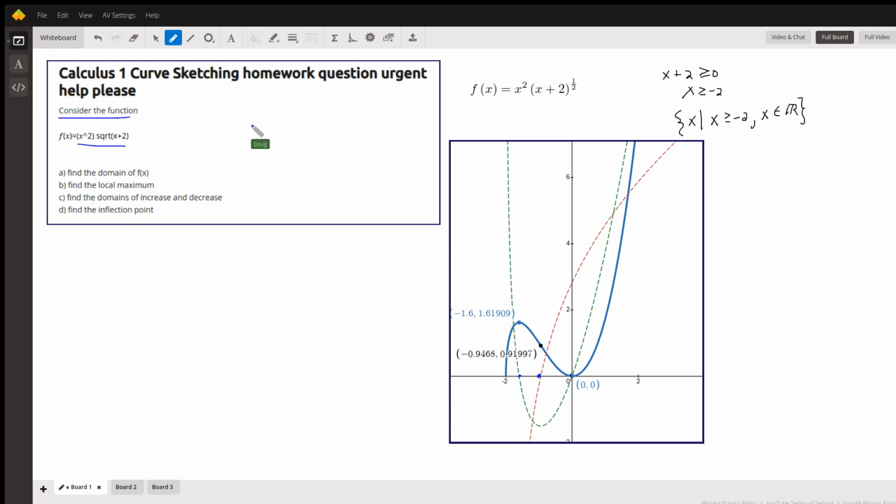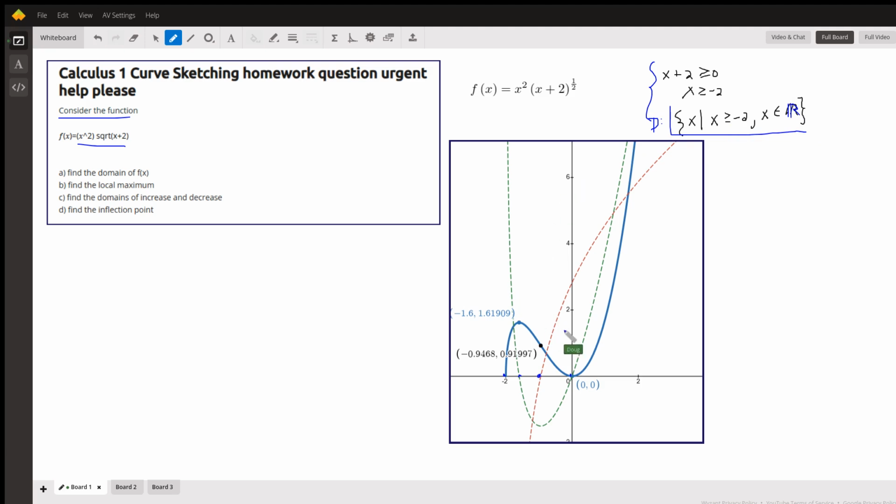As far as the domain goes, when you take the square root of an expression, that expression has to be greater than or equal to 0. So this is all you have to do to find the domain. Say x plus 2 must be greater than or equal to 0. So x is greater than or equal to -2, and you can see that's where the graph starts right here and goes to the right. And this is set builder notation for specifying the domain: the set of all numbers x such that x is greater than or equal to -2, comma, x is an element of the real numbers. That's supposed to be the real number symbol.